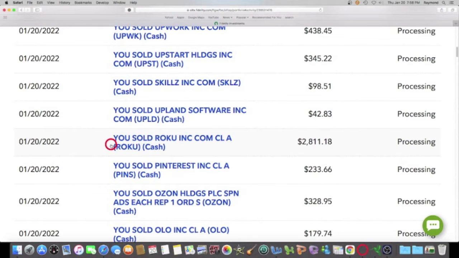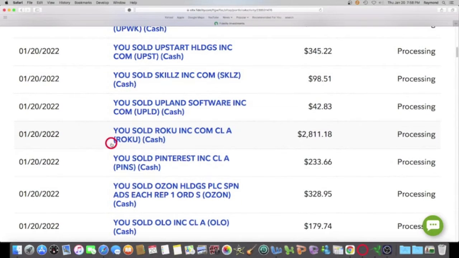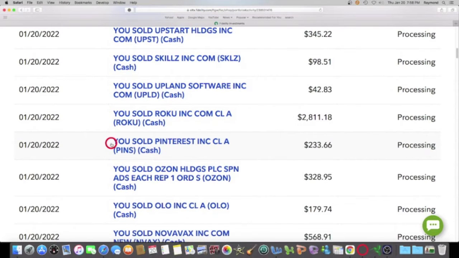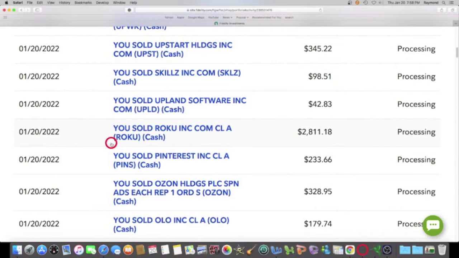Roku is making money, but I was losing quite a bit. The stock was falling, so I decided to sell some of that stock, not all of it. So tech stocks are losing. Interest rates are going up, inflation is high, and stocks are pricey.